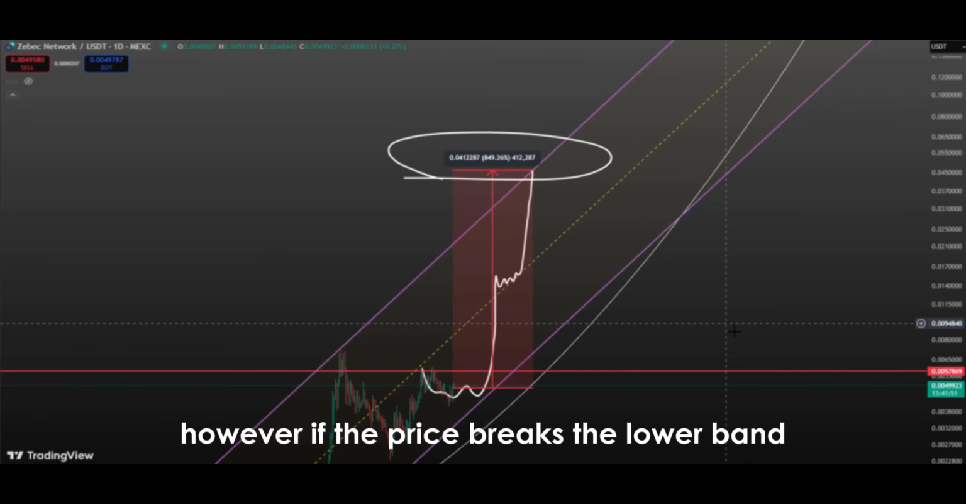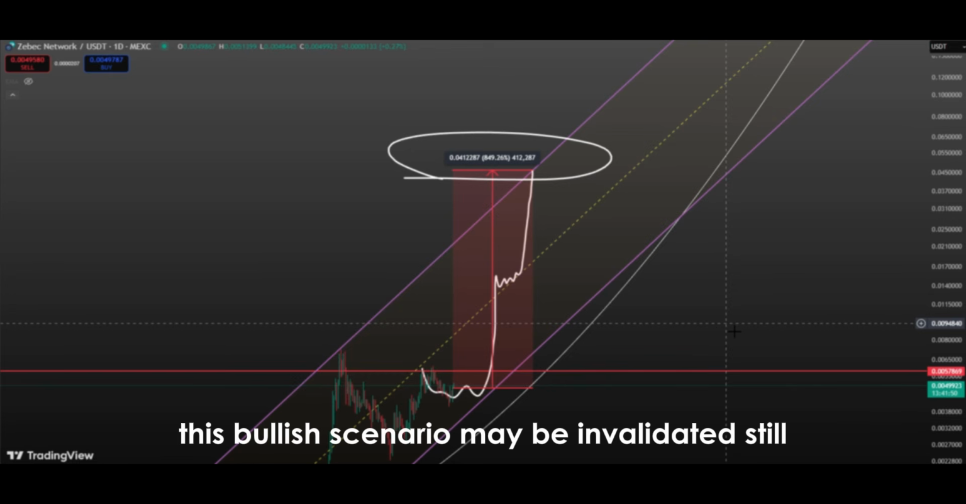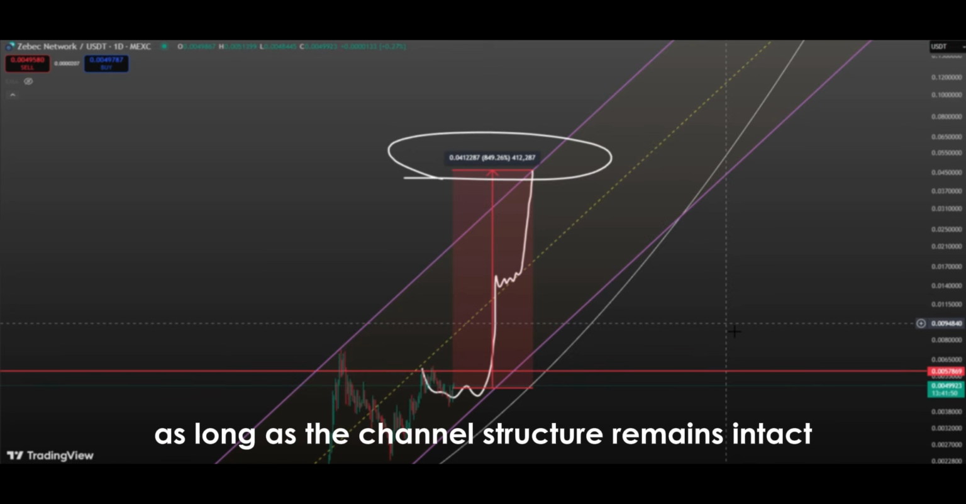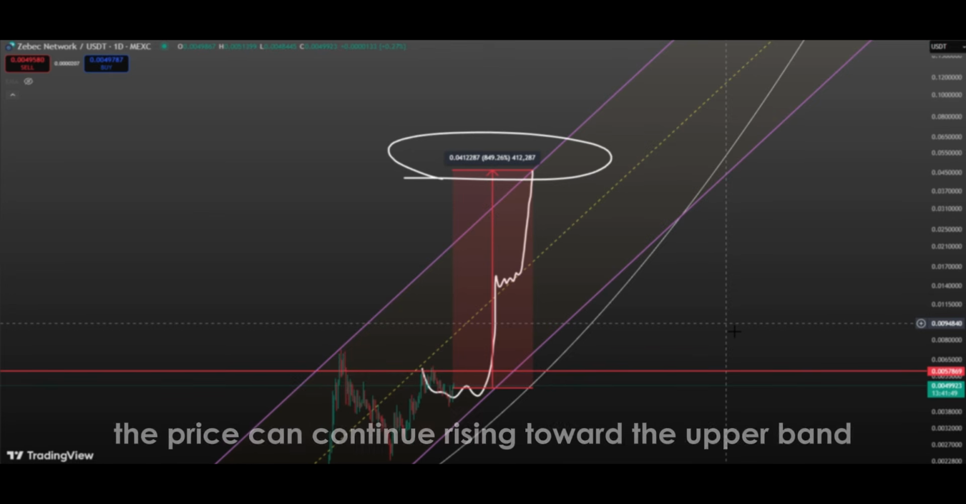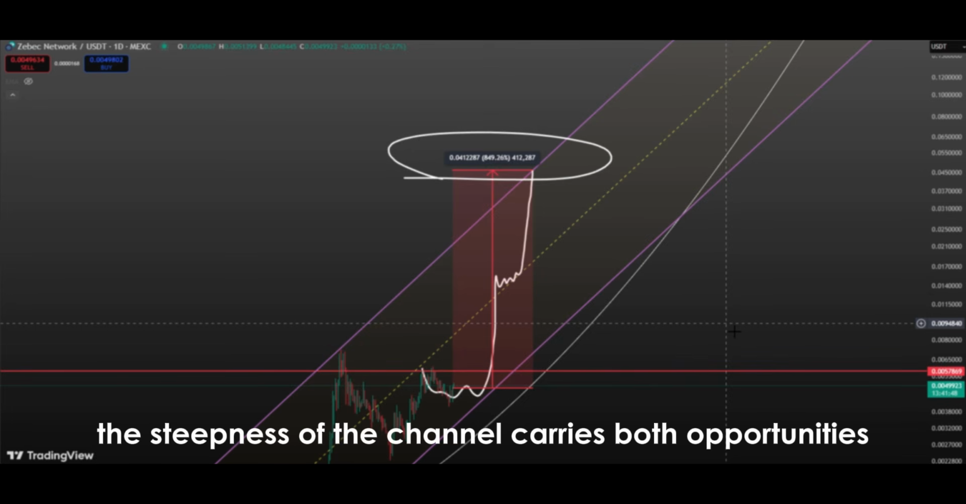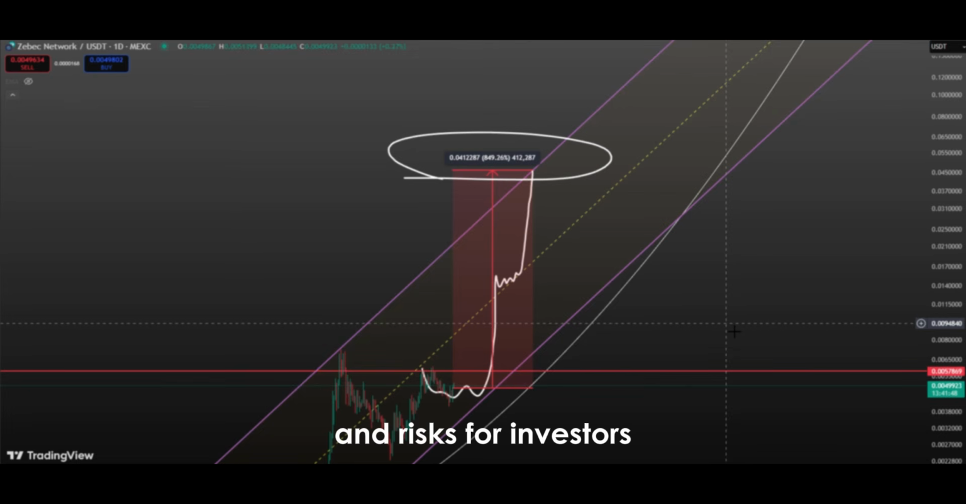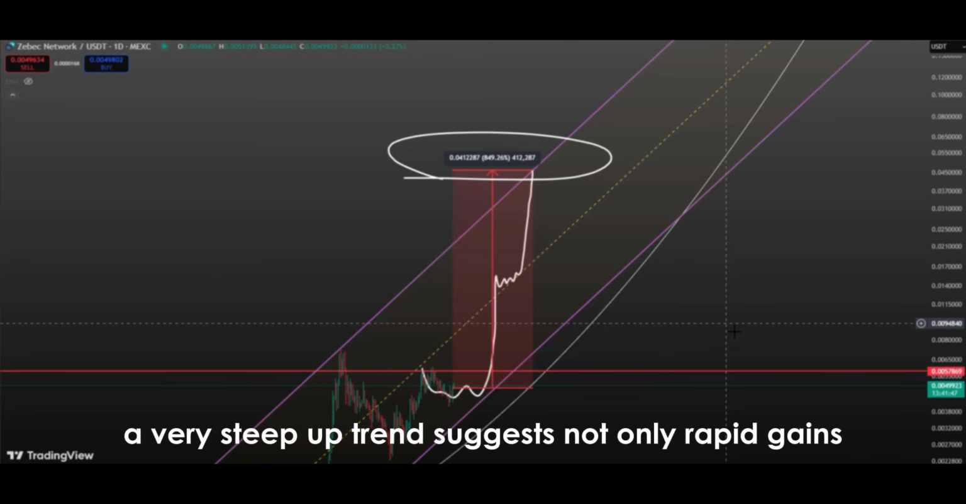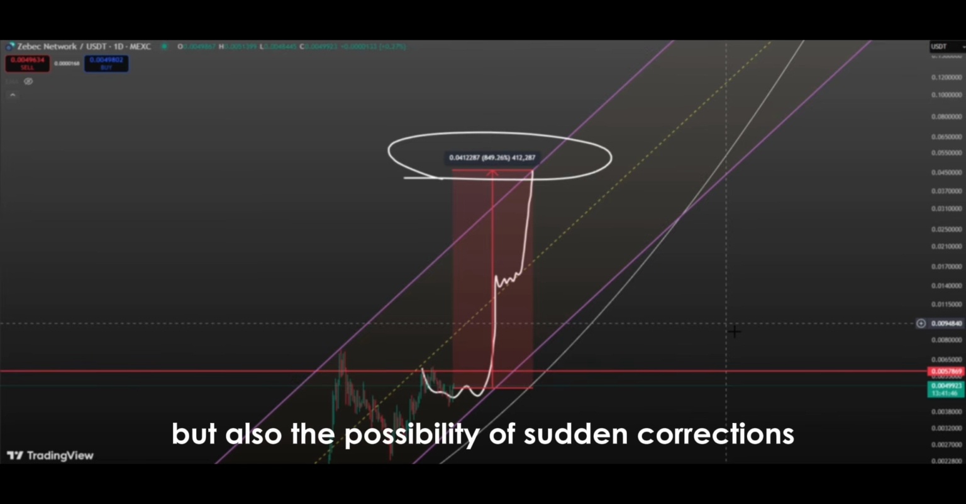However, if the price breaks the lower band, this bullish scenario may be invalidated. Still, as long as the channel structure remains intact, the price can continue rising toward the upper band. The steepness of the channel carries both opportunities and risks for investors. A very steep uptrend suggests not only rapid gains, but also the possibility of sudden corrections.